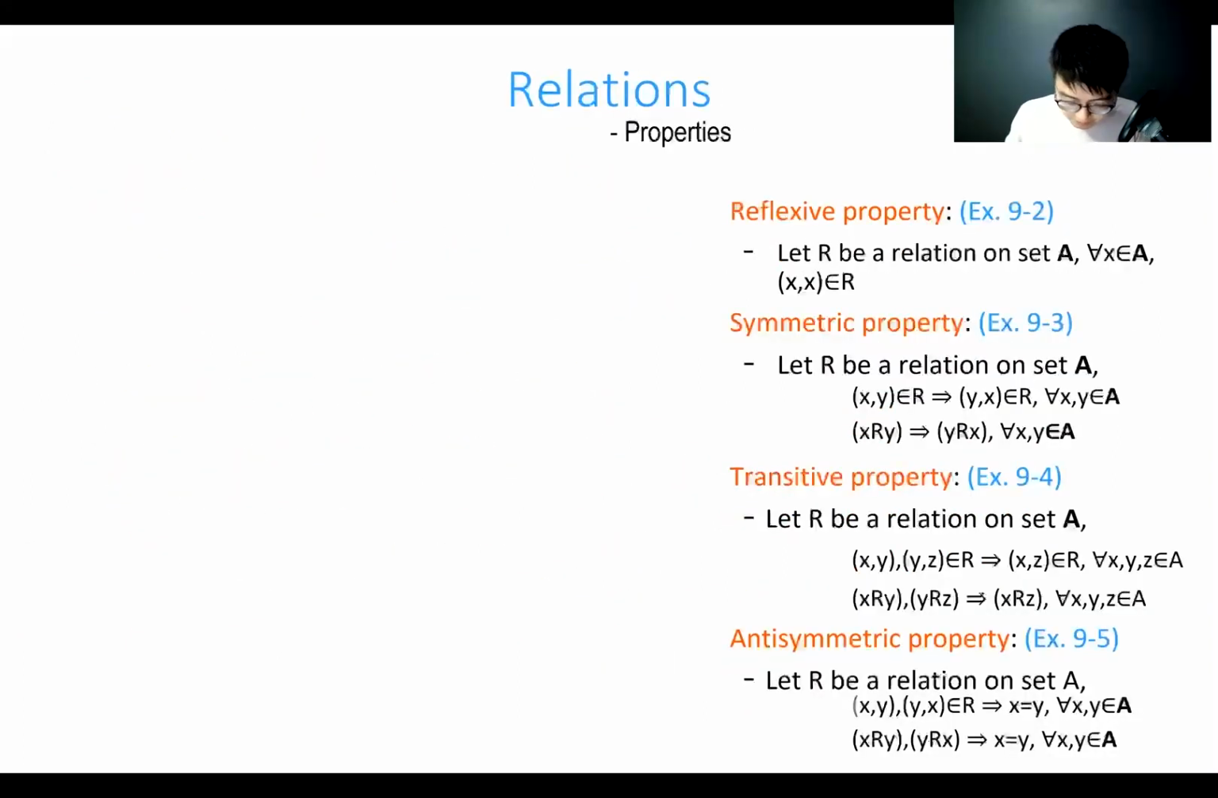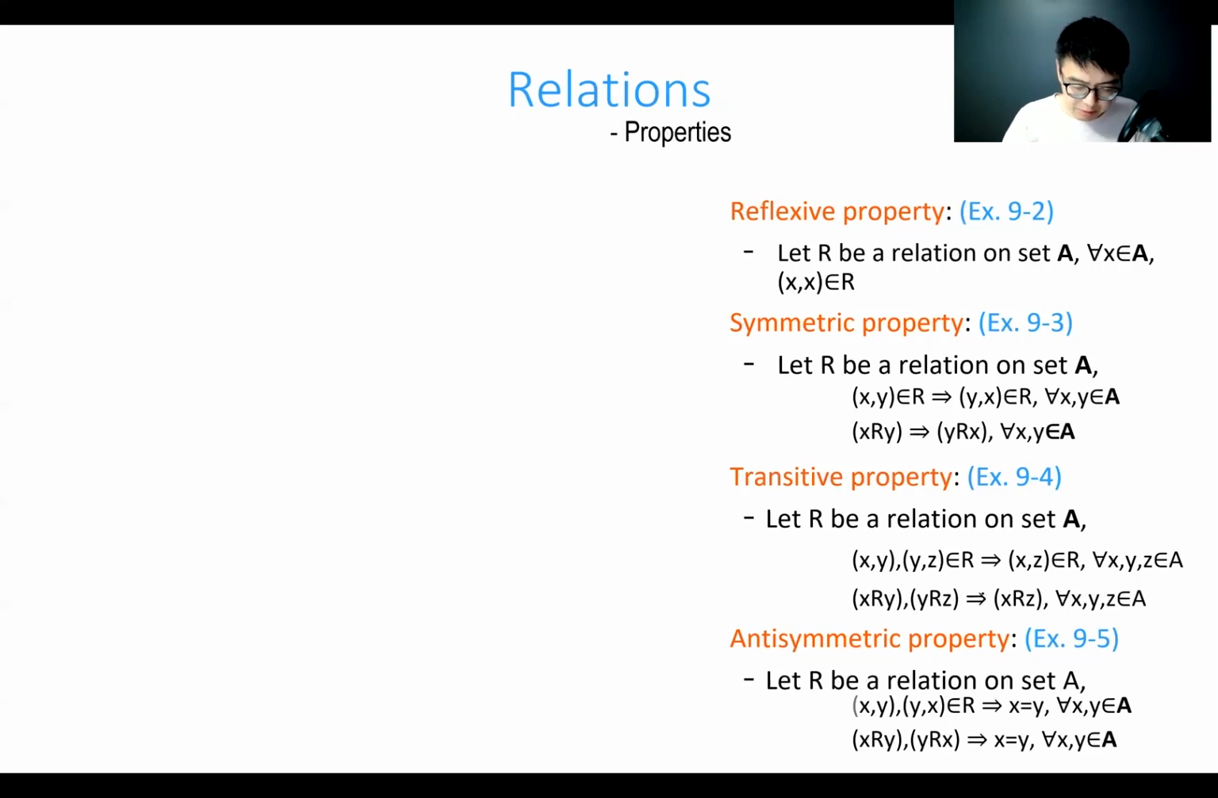Okay, so again, let's review very quickly what our properties are. First we have a reflexive property. Reflexive property means X is always related to X. Symmetric property means that anytime I have XY, I will have YX. Transitive property means XY and YZ implies that I have XZ. And then antisymmetric property means anytime I have XY and YX, they must be equal. X and Y must be equal.